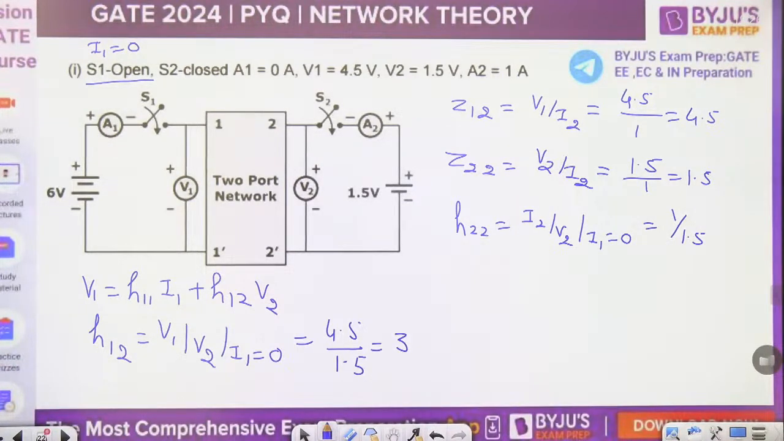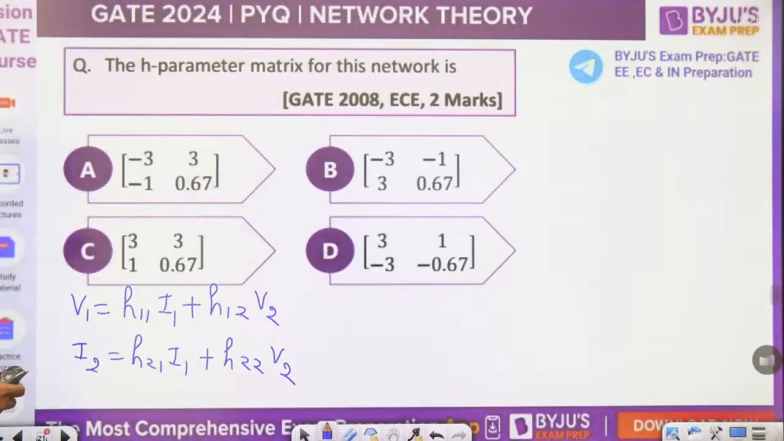First of all watch the answer. This is the H parameter. This is 3, and 1 divided by 1.5 is 0.67. Here we are getting these two options. A may be correct, C may be correct. Now you have to find H11. What is H11? H11 is V1 upon I1 with V2 equal to 0.